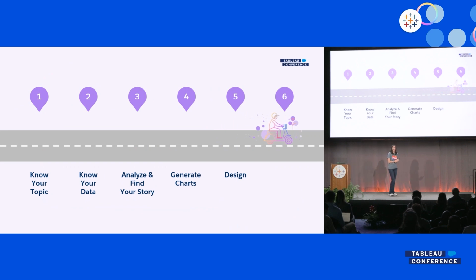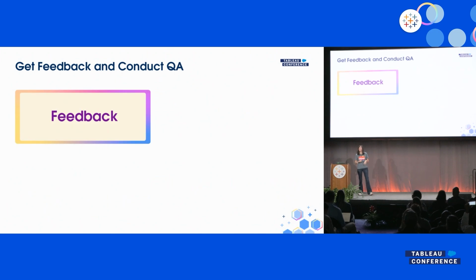All right, we have hit the end of the road. We are on step 6. Let's polish this up. Let's get feedback and QA. You absolutely want to build time in your projects for this, right? Getting feedback is crucial because you're too close to things to see issues or see things in a different way.